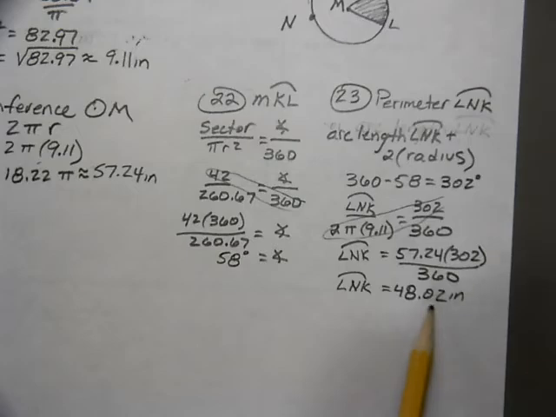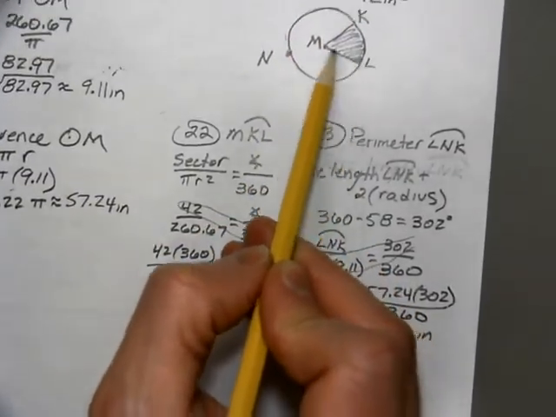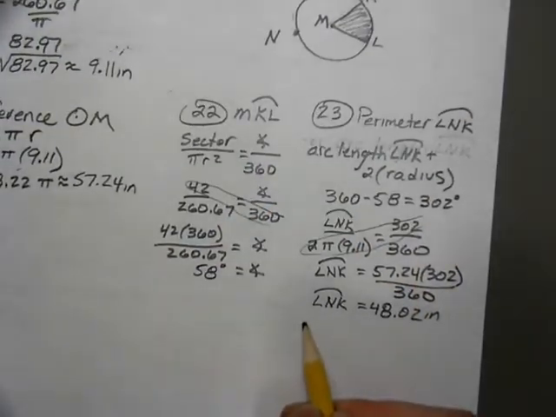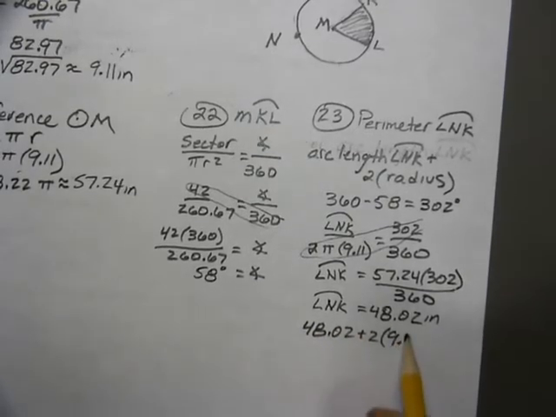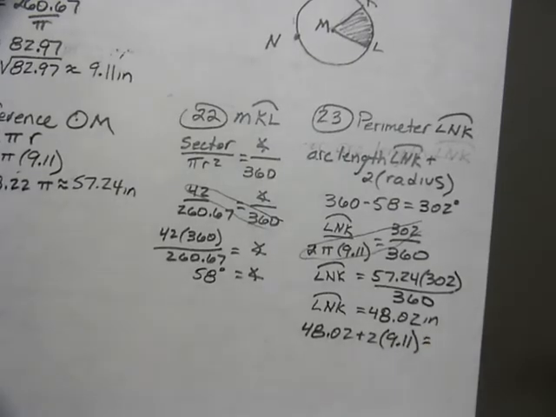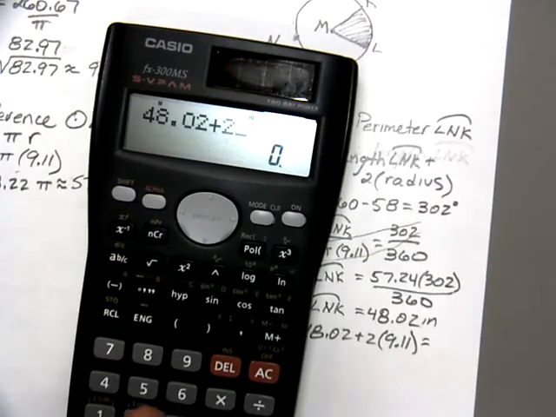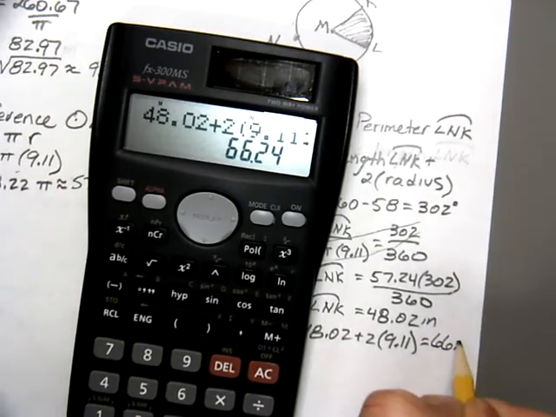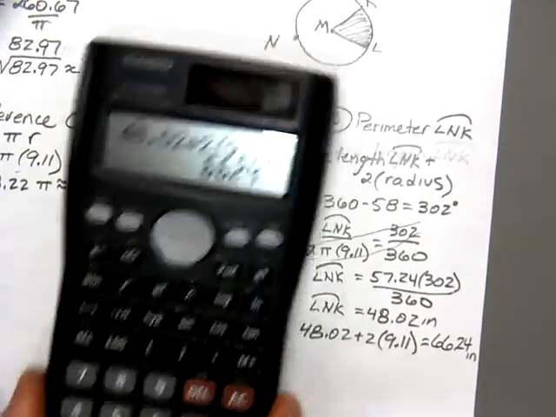Now, that's the arc length, and we're going to add the two radiuses. So the perimeter is going to come around and follow the radius, follow this angle. 48.02 plus 2 times 9.11 gives us 66.24, and that would also be in inches.